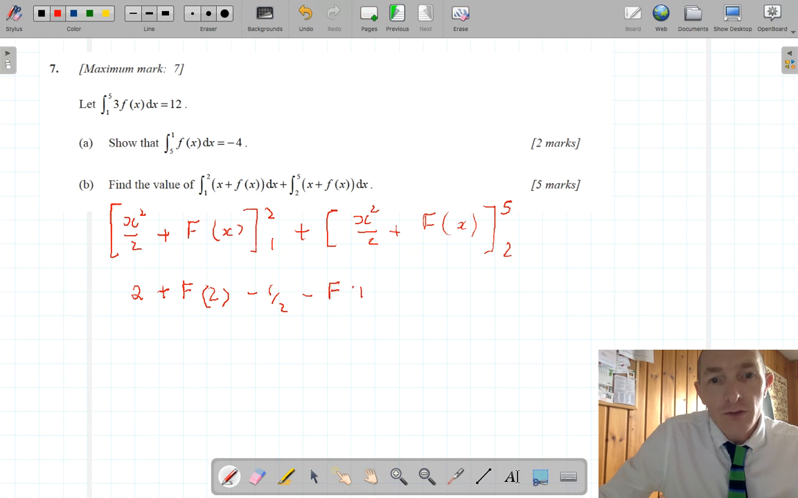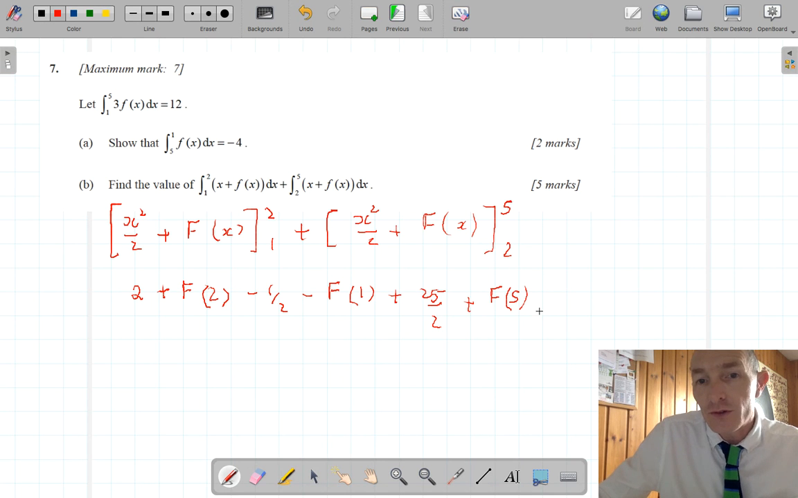So that's the first big square bracket done. I add on 5 into here, 25 over 2. I put 5 into here, F(5). Now we're beginning to see things that are familiar. I can see an F(5) and an F(1). And we've got F(5) and F(1) from the previous question. Just put 2 into here so it becomes take away 2. And put 2 into here so it becomes take away F(2). So that's the whole limit put into the integration.